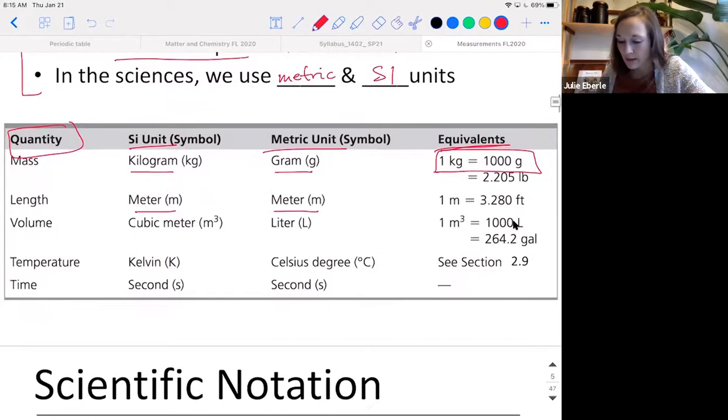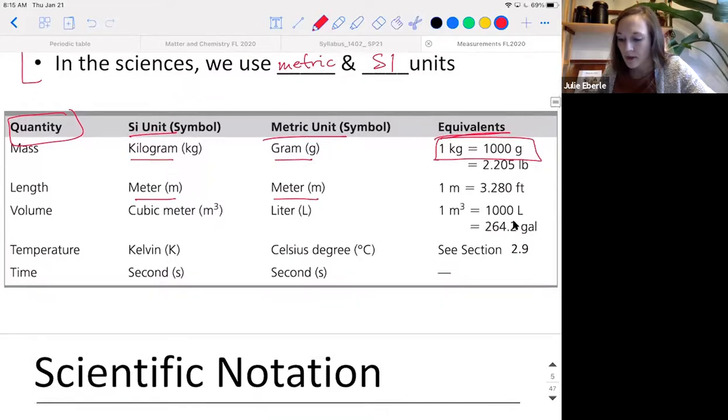I'm not going to spend a lot of time on this. I just wanted to introduce it to you. Again, we're mostly going to be using metric units in this course. On quizzes, in the chat I'm reading, on quizzes and exams, we have charts like this. You're going to have access to your notes.